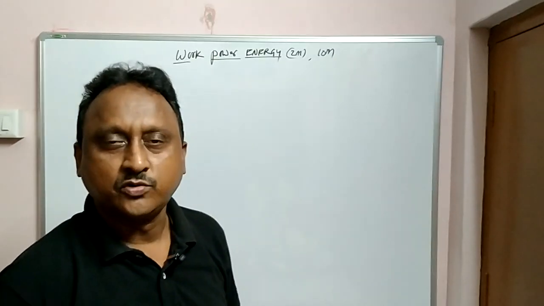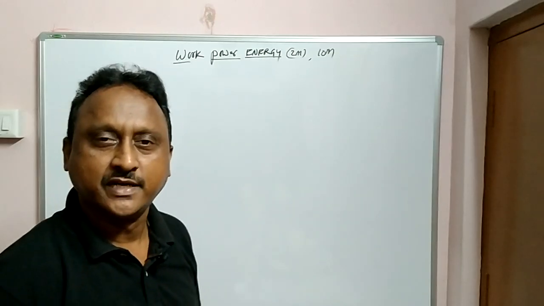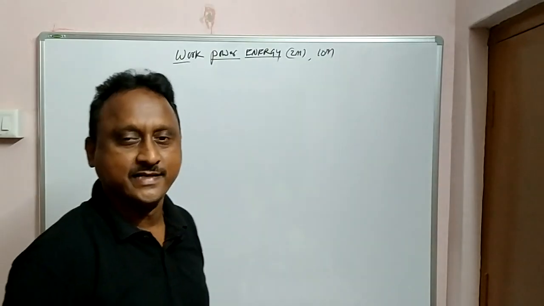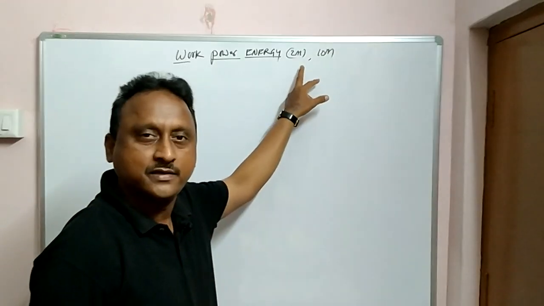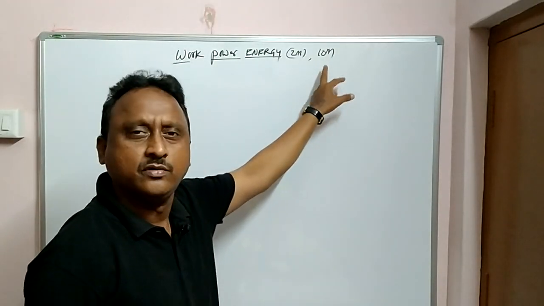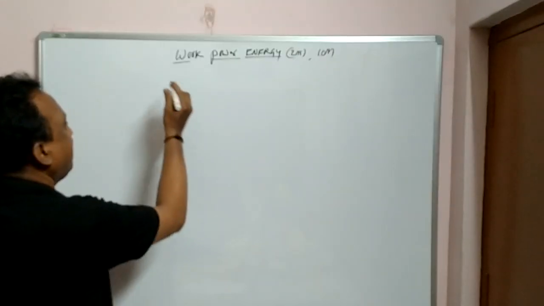Hi friends, so today I am starting the next chapter after Newton's laws of motion, that is work, power and energy. So you can see in this chapter MHT-CET will be getting around 2 marks and in NEET around 10 to 12 marks. Now first of all let us see work, power, energy.